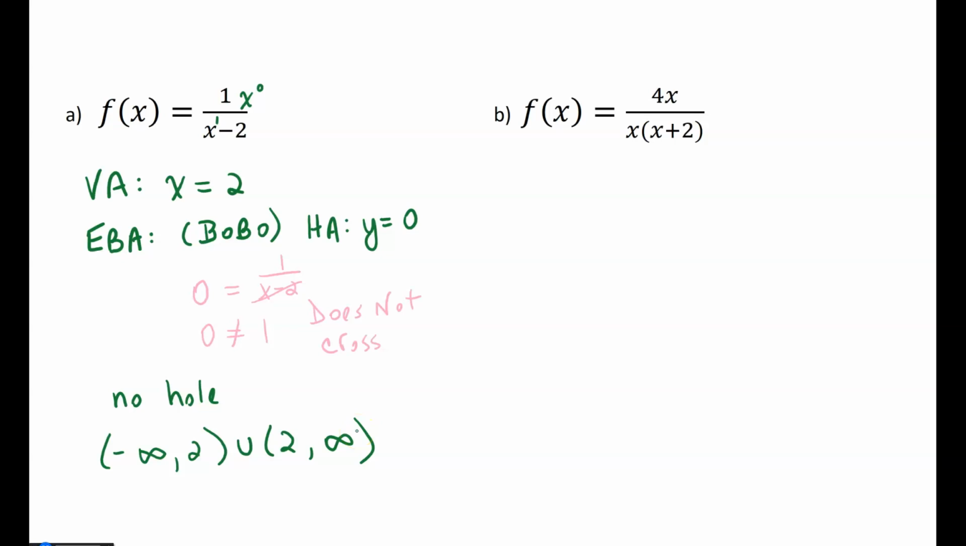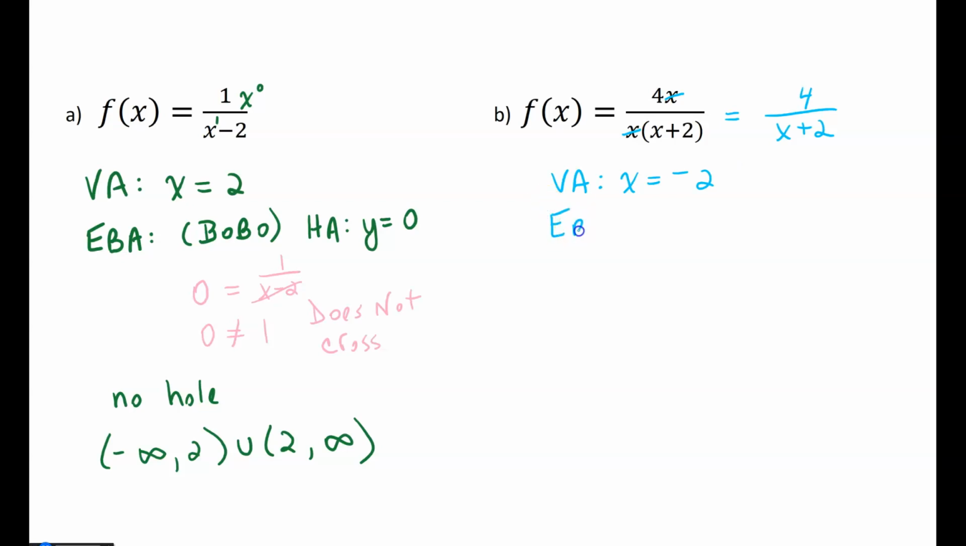All right. So for our next one, I've got 4x over x times (x plus 2). First thing we do is look to see if we can simplify. And we see here, I have an x that will divide out an x here. And so this function simplifies to 4 over x plus 2. All right. So from there, I want to identify the vertical asymptote. Looking at the denominator, x plus 2 equal to 0 means that x equals negative 2 is the vertical asymptote.